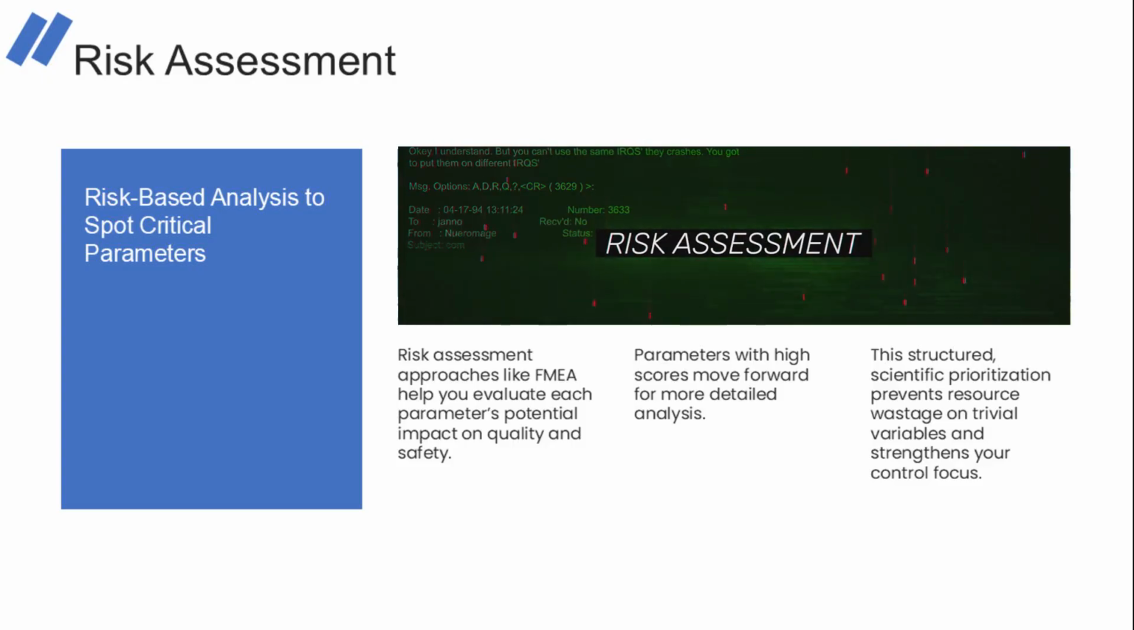Once parameters are prioritized, they undergo scientific testing using design of experiments, DOE. This step helps confirm their critical status, determine how they influence product quality, and establish the precise control requirements needed to ensure consistent, safe, and effective production.